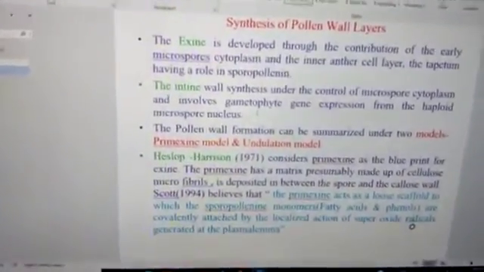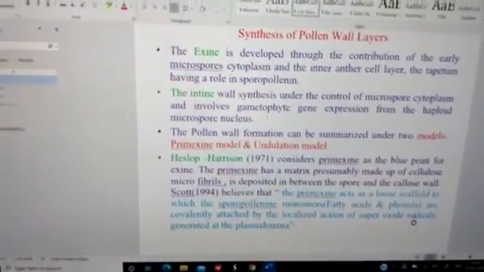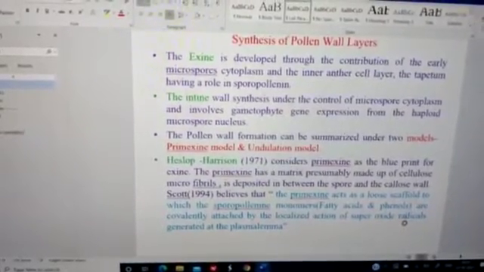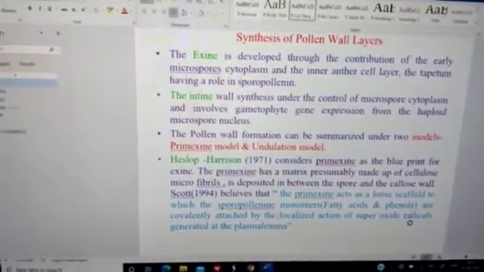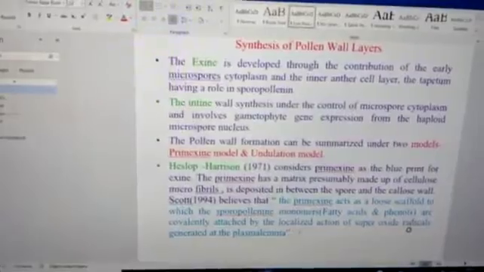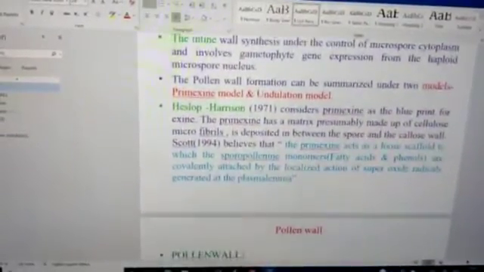Scott, in 1994, believes that the primexine acts as a loose scaffold to which the sporopollenin monomers, fatty acids and phenols, are covalently bonded, by the localized action of superoxide radicals generated at the plasma lemma. So the pollen wall, as we have earlier discussed, is made up of exine and intine.